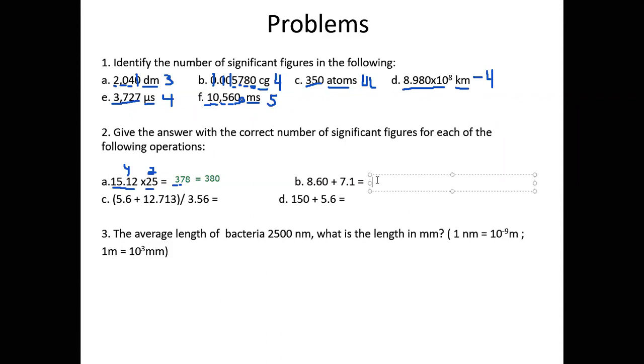Next we have 860 plus 7.1, and when you put this in your calculator, you get 15.70. Now here we have to round, and for addition and subtraction, we round to the fewer number of decimal places that we have. So 8.60 goes to the hundredths place, and 7.1 goes to the tenths. So this answer should be rounded to the tenths place. So it'll be 15.7.